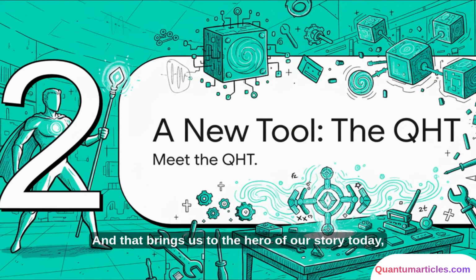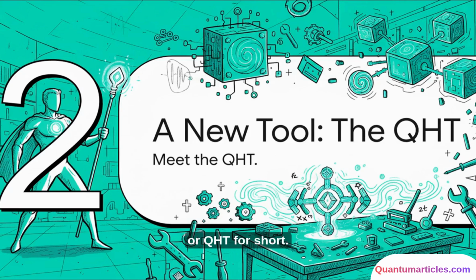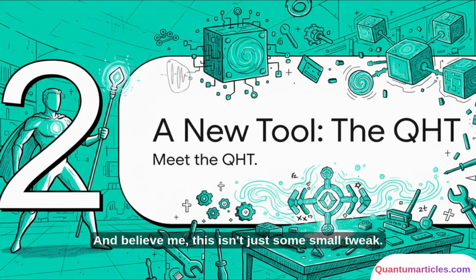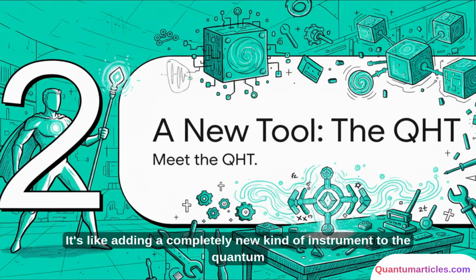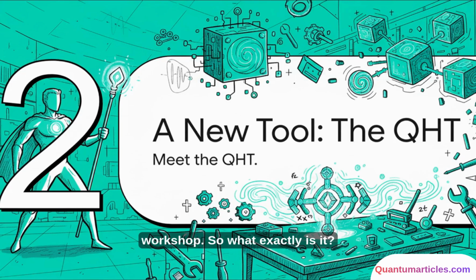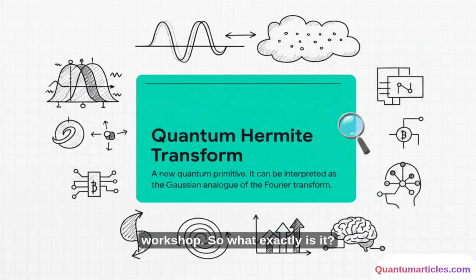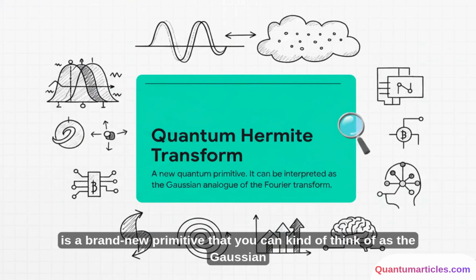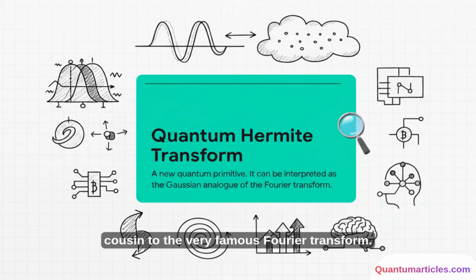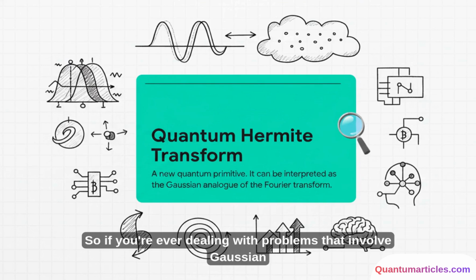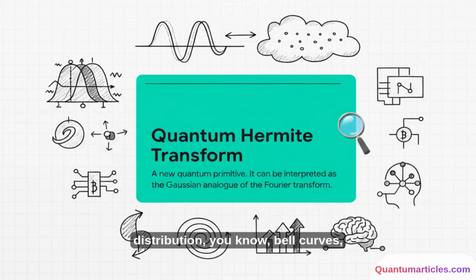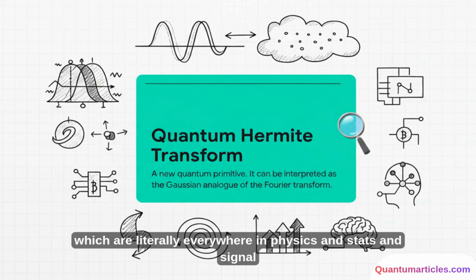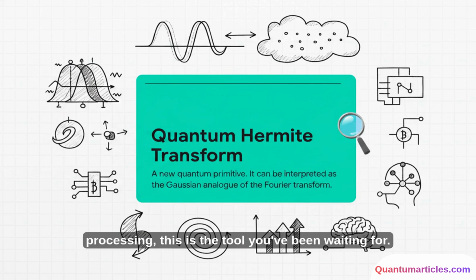And that brings us to the hero of our story today, the Quantum Hermite Transform, or QHT for short. And believe me, this isn't just some small tweak. It's like adding a completely new kind of instrument to the quantum workshop. So what exactly is it? The Quantum Hermite Transform, the QHT, is a brand new primitive that you can kind of think of as the Gaussian cousin to the very famous Fourier Transform. So if you're ever dealing with problems that involve Gaussian distributions, bell curves, which are literally everywhere in physics and stats and signal processing, this is the tool you've been waiting for.